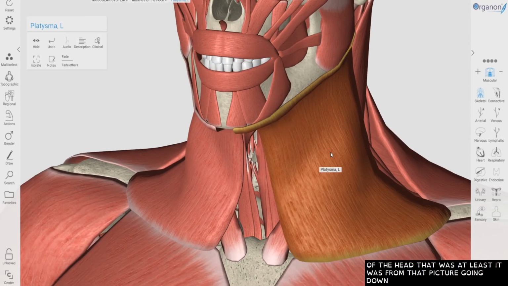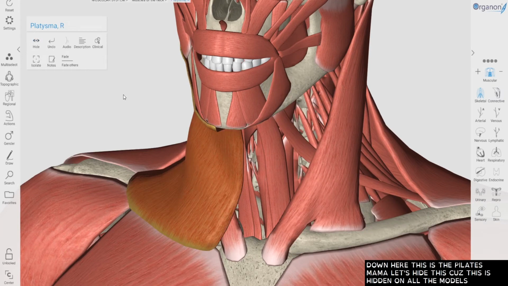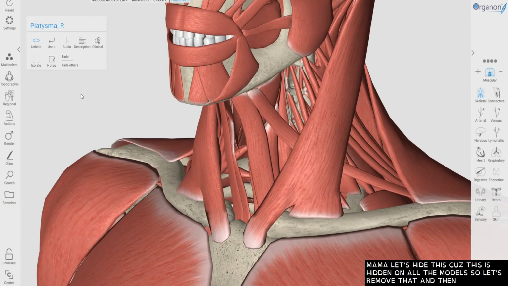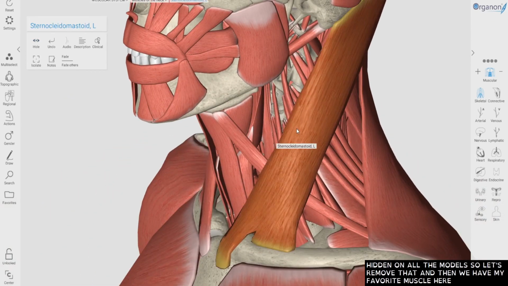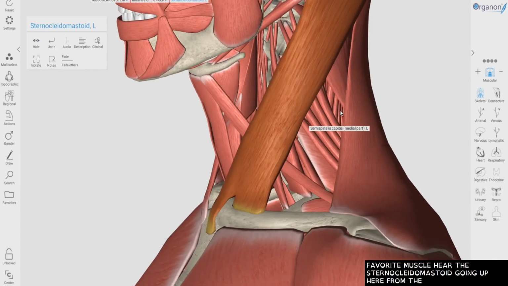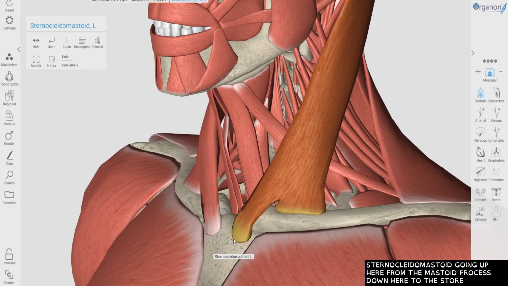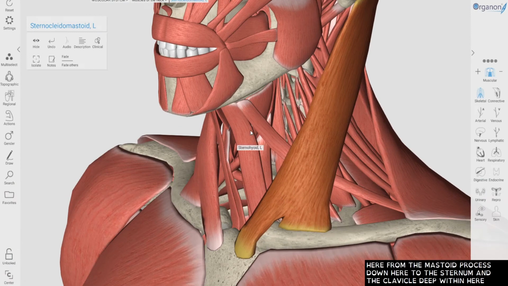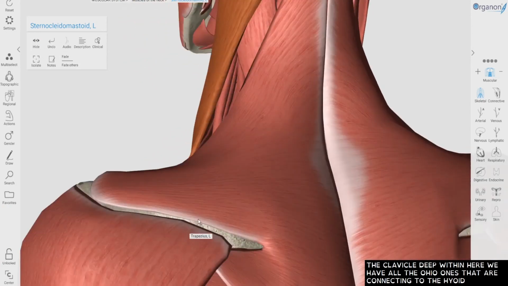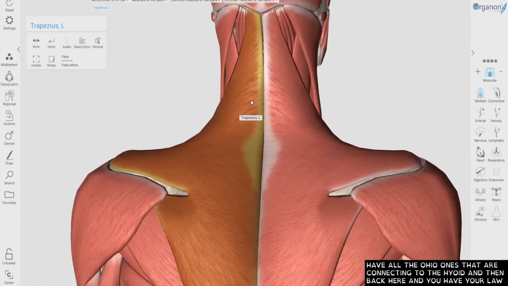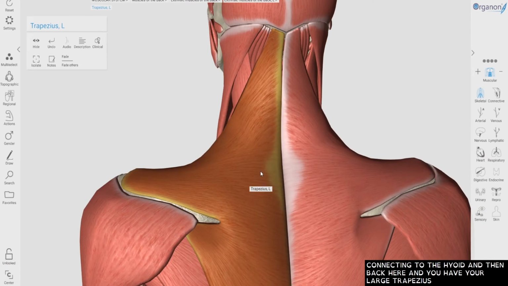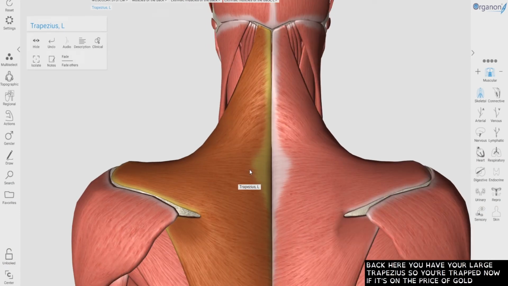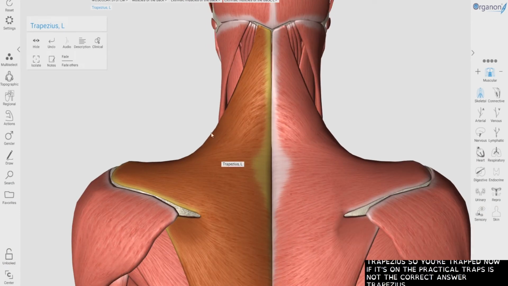Going down here, this is the platysma. Let's hide this because this is hidden on all the models. So let's remove that, and then we have my favorite muscle here, the sternocleidomastoid, going up here from the mastoid process down here to the sternum and the clavicle. Deep within here, we have all the hyoid muscles that are connecting to the hyoid. And then back here, you have your large trapezius, or your traps. Now, if it's on the practical, traps is not the correct answer. Trapezius is the correct answer.